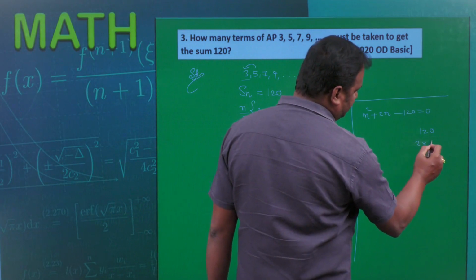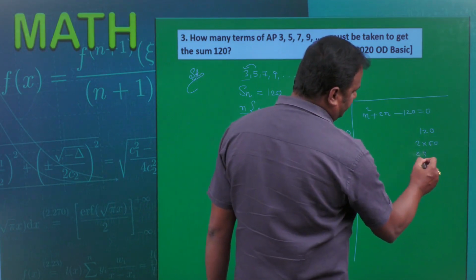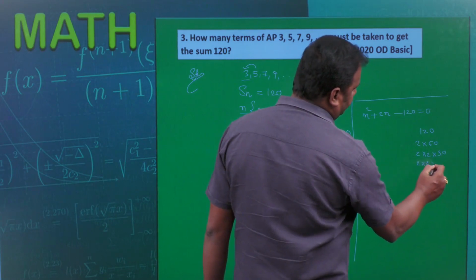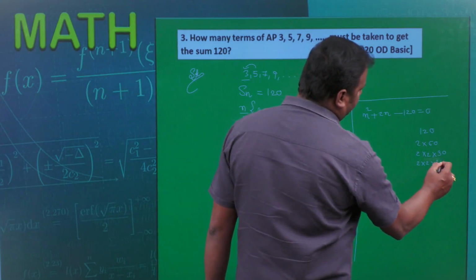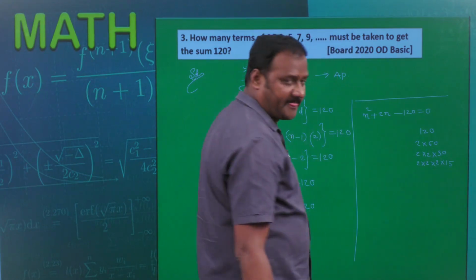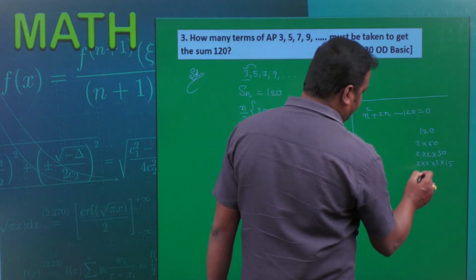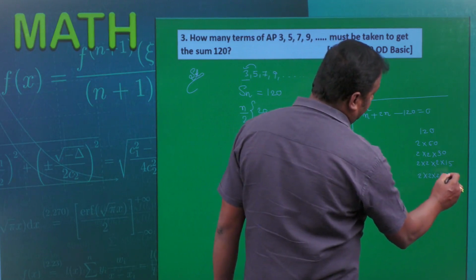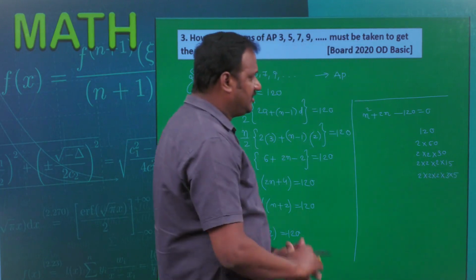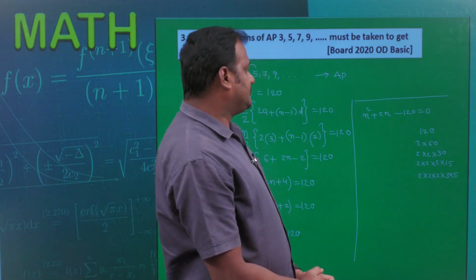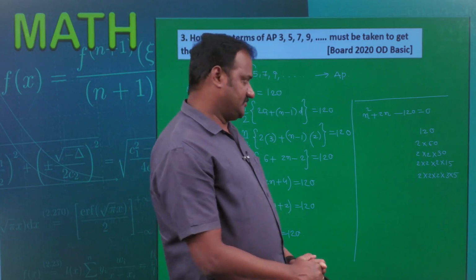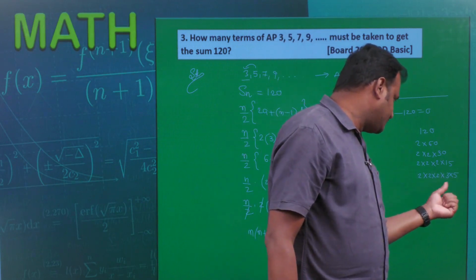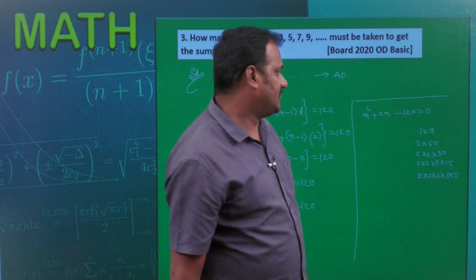So 2 into 60 is equal to 120, again 2 into 30 is equal to 120, again 2 into 15 is equal to 30, correct? So 15 here is 3 into 5. Now I want two numbers which are consecutive multiples of 2. So how do I get it? 2 2s are 4, 4 3s are 12, 5 2s are 10, 12 10s are 120.